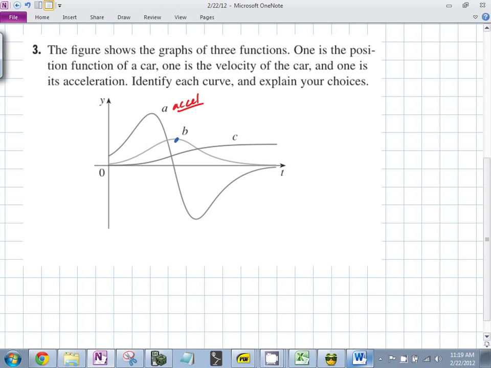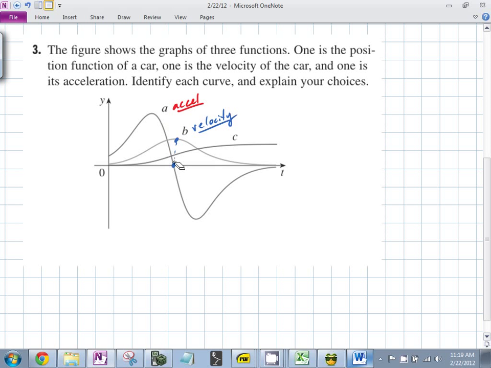So now let's just look at B. Let's look at B right here. You see that? Look straight under it. What do you see? It looks like the derivative of B is A. If we know A is the acceleration, what does B have to be? Has to be the velocity. Exactly. These are our guesses, and then we're going to verify it again.